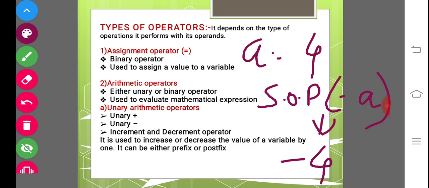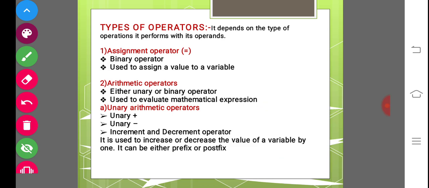The third is the increment and decrement operator. It is used to increase or decrease the value of the variable by 1. So it is again divided into prefix and postfix.